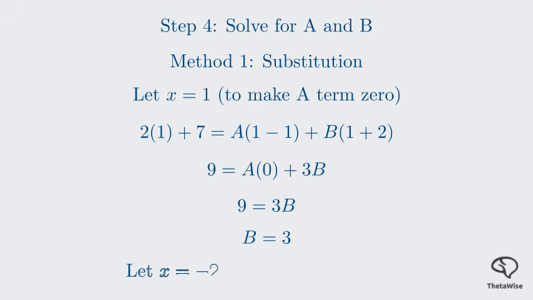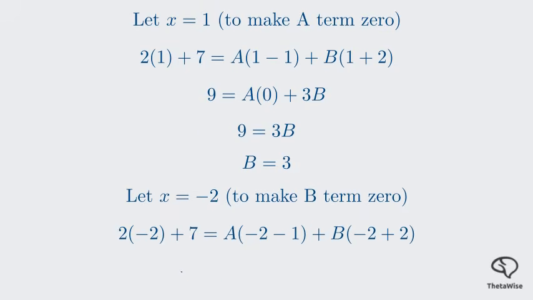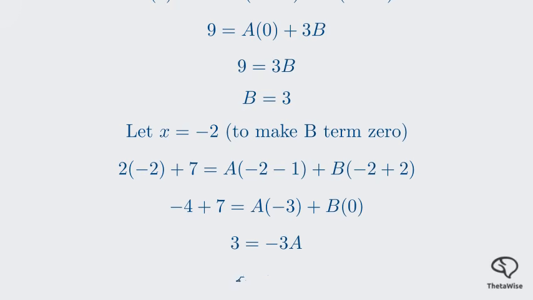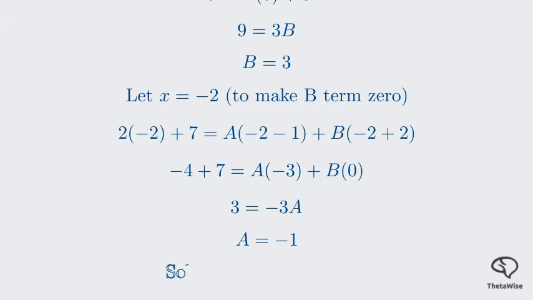Next, let's let x equal negative 2 to make the term B times x plus 2 equal to 0. Substituting x equals negative 2 gives us 2 times negative 2 plus 7 equals A times the quantity negative 2 minus 1. This simplifies to 3 equals negative 3A. Dividing by negative 3, we find that A equals negative 1. We have found our constants. A is negative 1 and B is 3. This matches the memo.